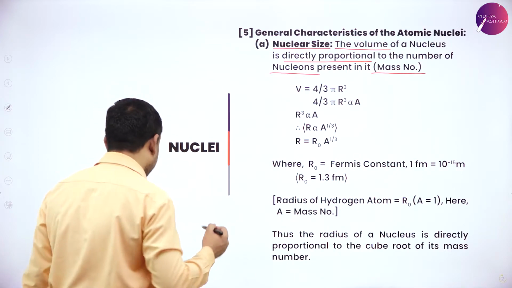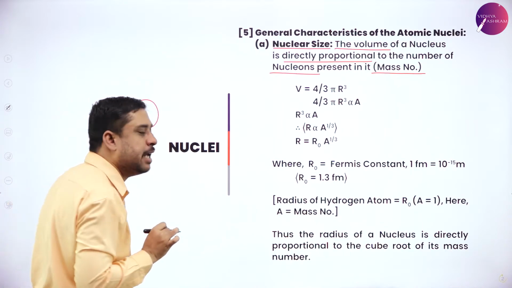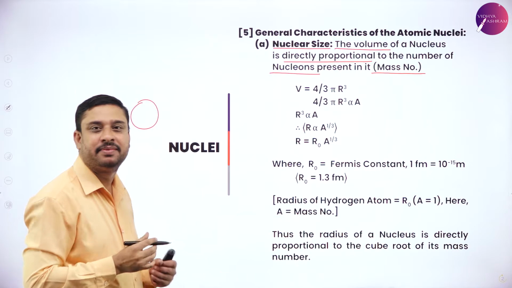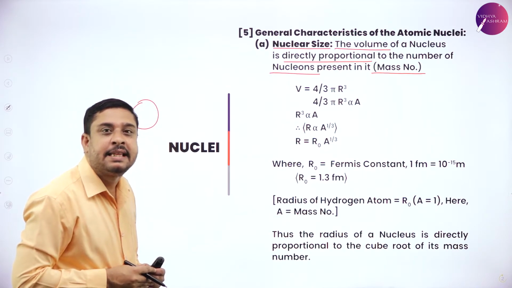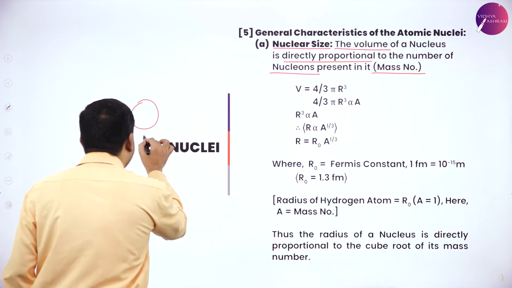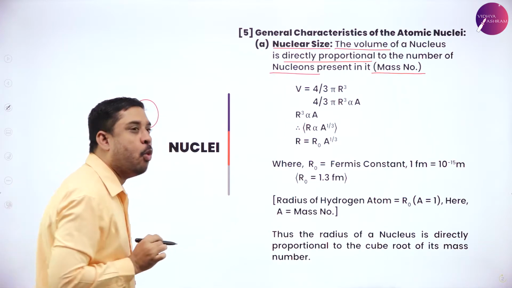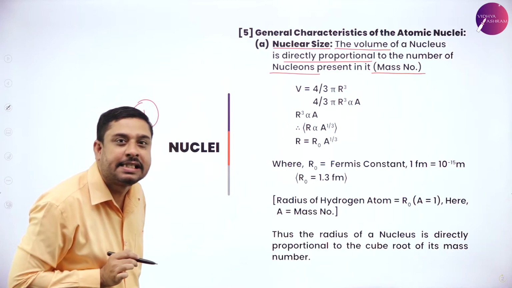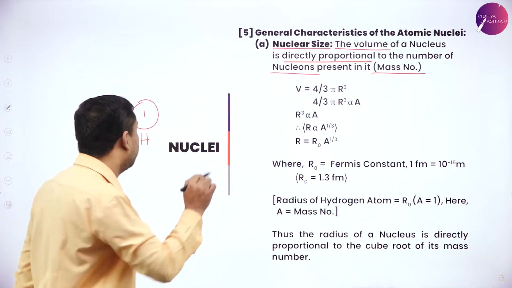Here we told nucleus is spherical in shape. Nucleus has the shape of a sphere. If you consider hydrogen, there is only one proton and one neutron inside it. So its volume is very small.